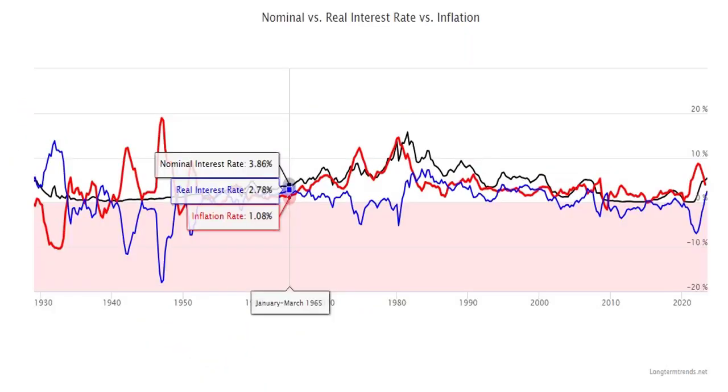But take a look at this very long-term chart, and this is what we call nominal versus real interest rates and inflation. The red is the inflation rate, the black is the nominal interest rate, and the blue line is the real interest rate. That's obviously the subtraction between the inflation and the nominal rate to give you what the real cost of money is.